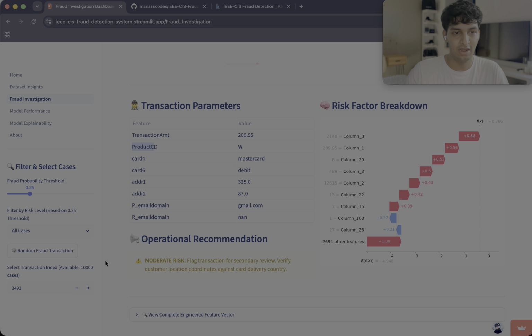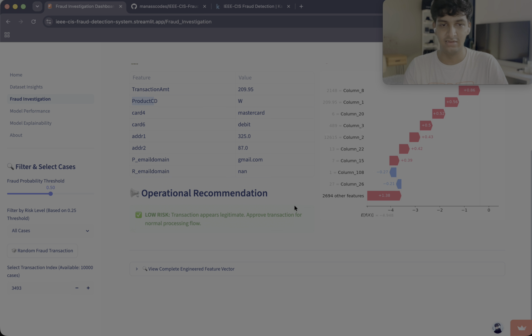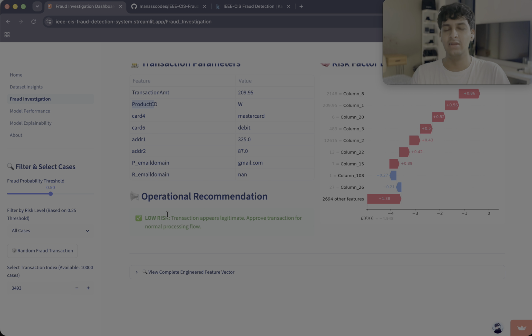We'll check again and increase the fraud probability threshold to maybe 0.5. Now you can see that as we have increased the fraud probability threshold, it has given us the risk levels. You can increase it depending on the bank. And let's check one high risk transaction.